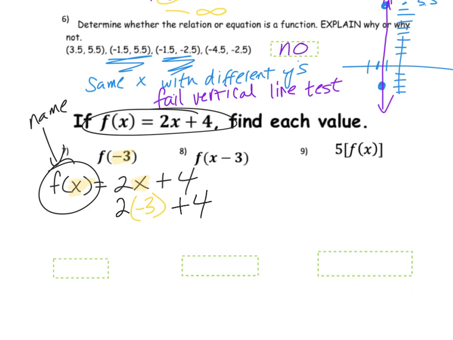So then you just do some simple evaluating. 2 times negative 3 is negative 6. And then negative 6 plus 4 will give you negative 2.